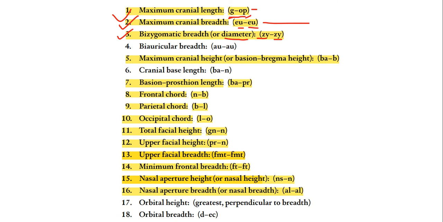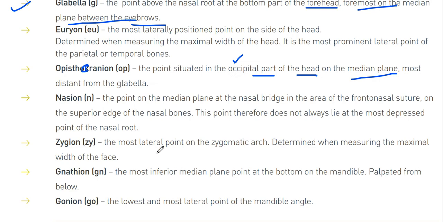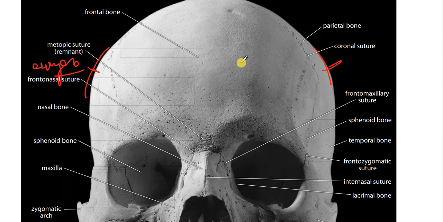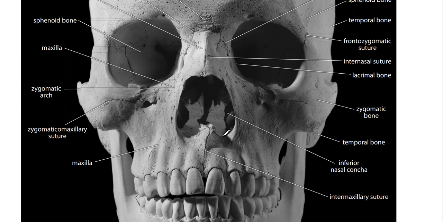Now coming on to bizygomatic breadth. Firstly, what is zygion? Let me show you. When we were doing the landmarks of the skull, you remember the zygomatic arch. Depending on the facial form, it is the most lateral point of your zygomatic arch, but again we'll take it from the frontal view, not from the lateral sides. From the frontal view we'll locate the two ends of the spreading caliper, one end located here and the other here, and you will take the measurement on the spreading calipers.